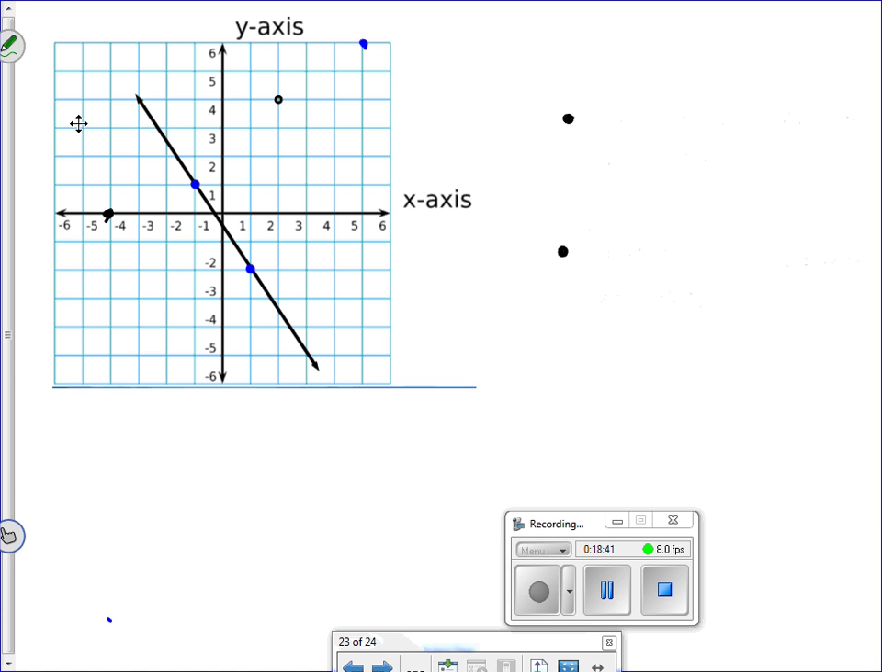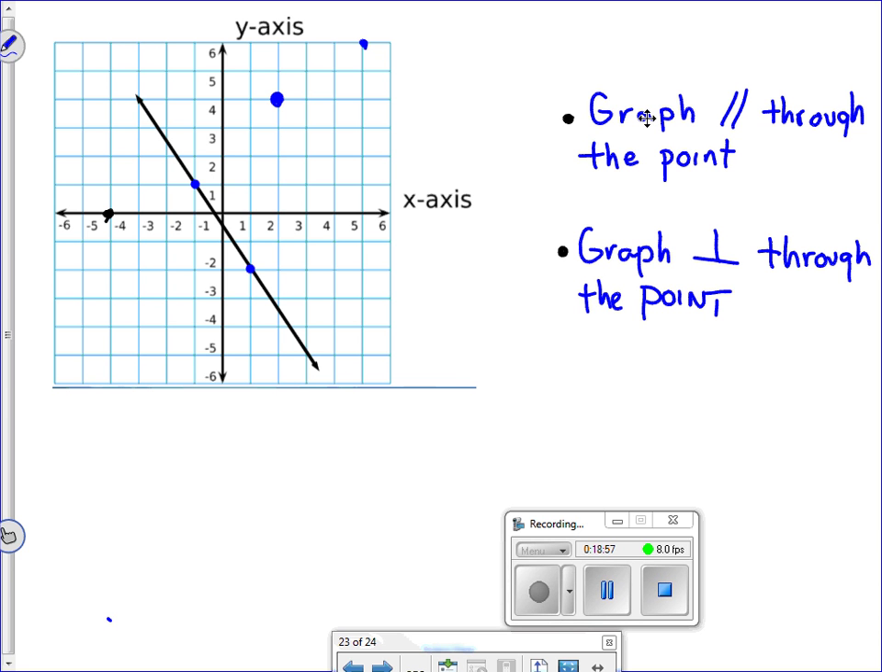All right, what would be the questions I might ask you for this? I could ask you to graph a parallel line through the given point. The given point, if you can't see it from your device, it's right up here. And I could also ask you to draw another line through the point that's perpendicular to that. Okay, see if you can think this one up on your own. Come back and check your work.